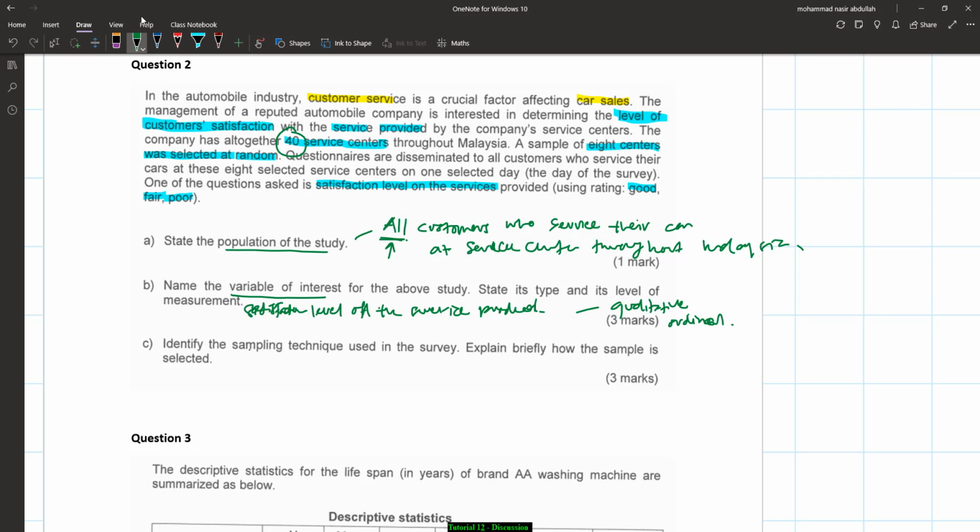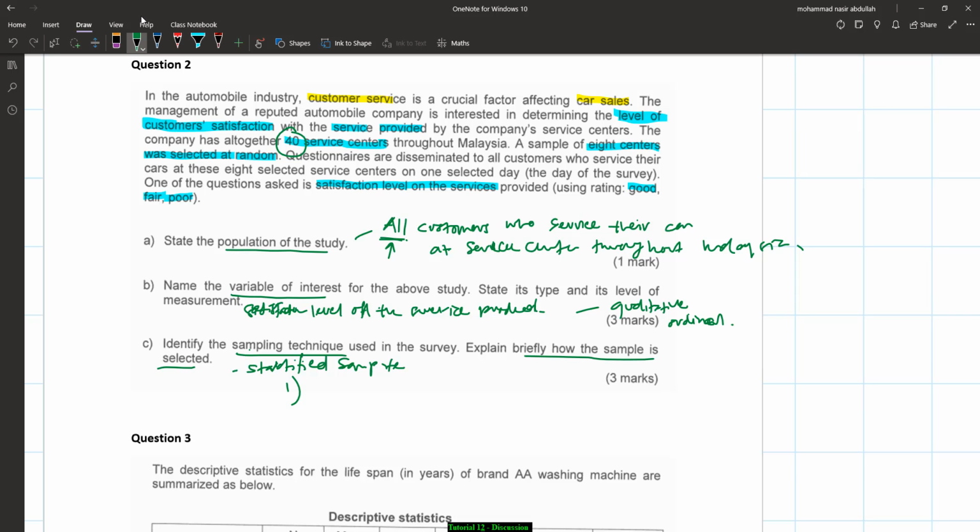Now, identify the sampling technique used in the survey and explain briefly how the sample is selected. Basically we have 40 centers, and at each center we have several customers. So this one should be stratified sampling. You need to explain briefly, which means in point form.